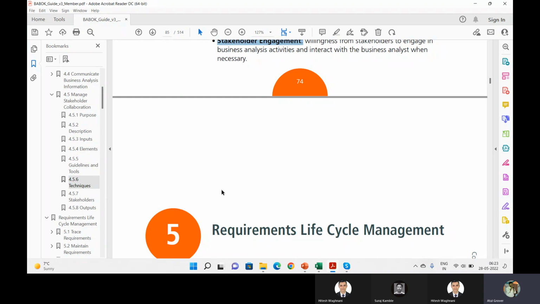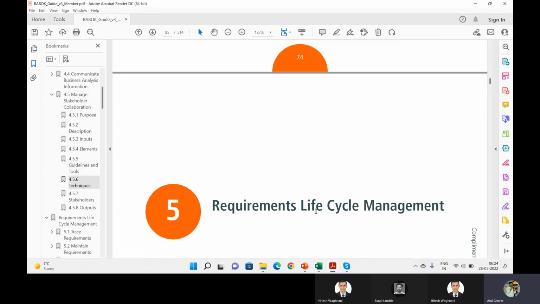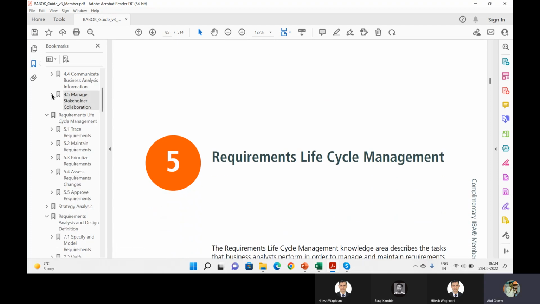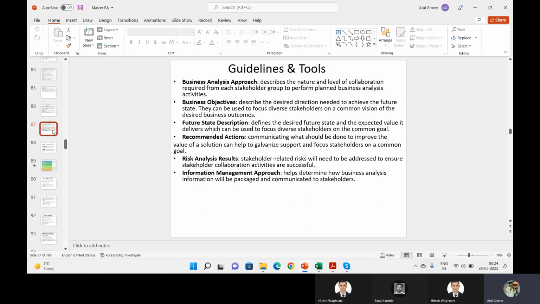Now we have two options. Either we can go for the techniques, or we can go for the next topic, requirement lifecycle management. What do you want to go with? छोटा, ये topic भी ज़्यादा बड़ा नहीं है. As per the sequence, whatever you feel like. Okay, let's go for the techniques then. Okay. So we've done this part till now.